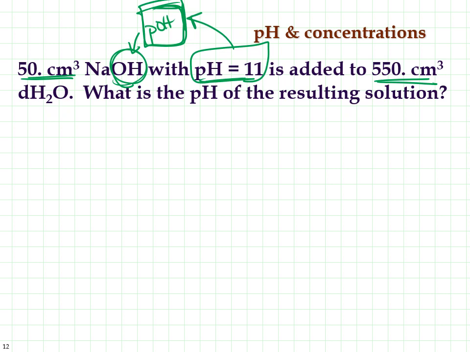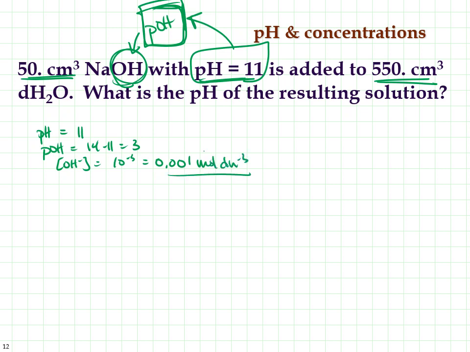Are you ready? If the pH is equal to 11, then the pOH is going to be 14 minus 11, which is equal to 3, which means that the hydroxide concentration is going to be 10 to the minus 3, or 0.001 moles per cubic decimeter. This is my M1. This is my V1. Again, I'm adding things together, so my V2 is going to be 550 cubic centimeters plus the 50 that we started with, and so my new volume is going to be 600 cubic centimeters.